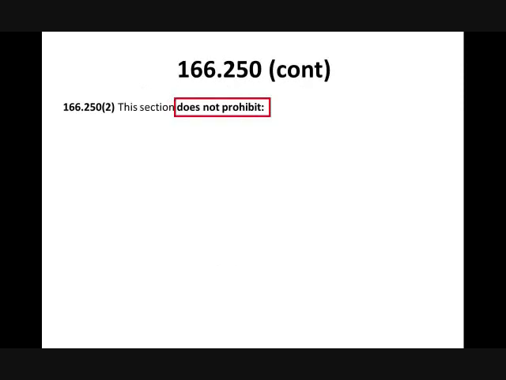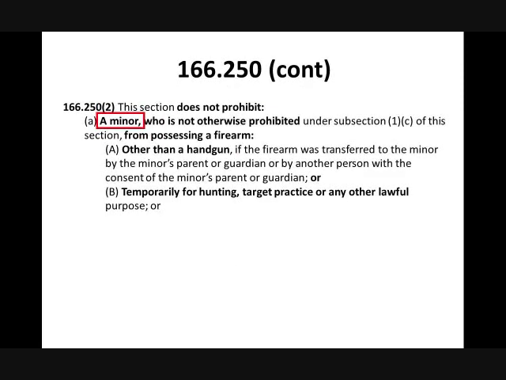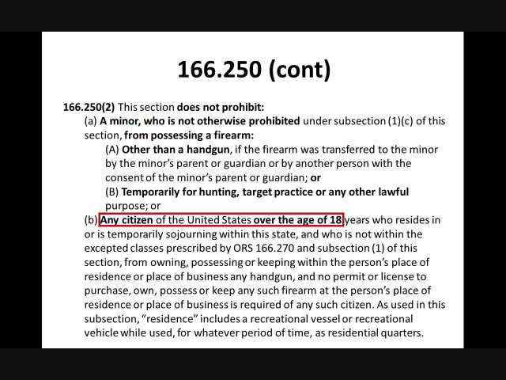This section does not prohibit a minor who's otherwise not prohibited from possessing a firearm other than a handgun, or a handgun if it was transferred to the minor by the minor's parents or guardian, or temporarily for hunting. We're really not going to go into that, but there are some exceptions. If you're a minor, there are ways you can legally carry. And any citizen of the United States over the age of 18 who resides in or is temporarily sojourning, you get to have a weapon.